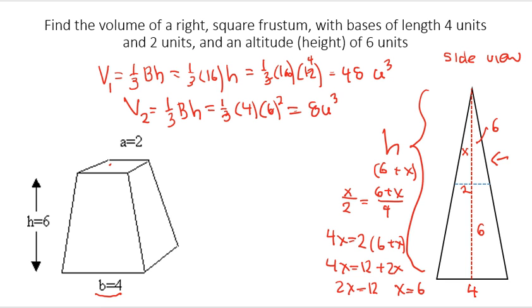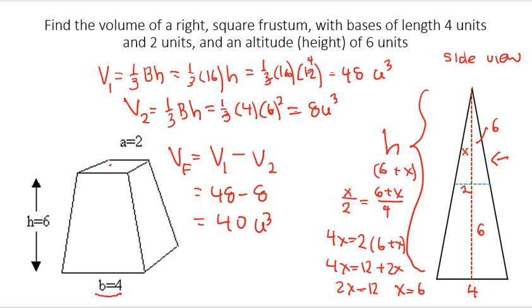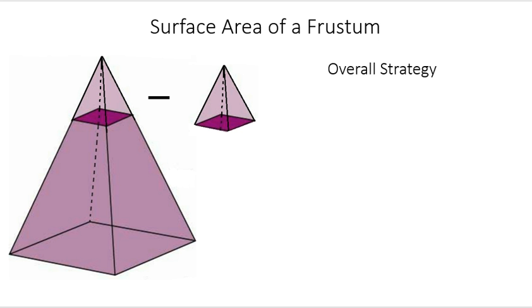So the volume of this frustum equals the volume of the entire pyramid minus the volume of the smaller pyramid that was removed, which equals 48 minus 8, which equals 40 units cubed. Okay. Now, let's do the same thing for surface area.